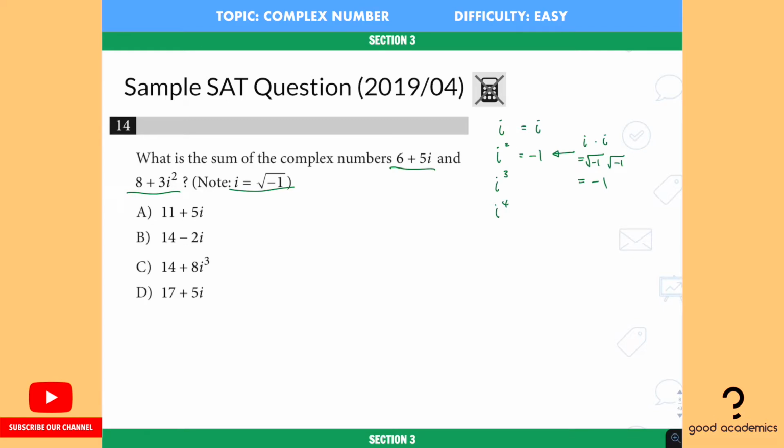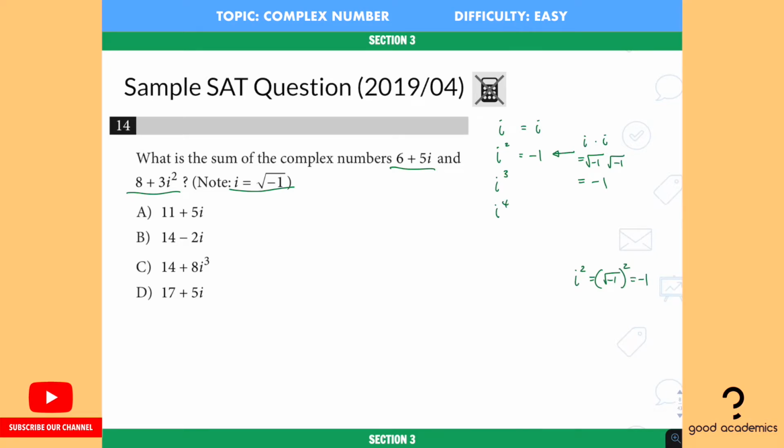Or, the other way you can think about this is that i squared is the same thing as the square root of -1, squared. And the square and square root cancel out each other. That's how you get -1. This is very crucial because it will help you determine the value at the end.